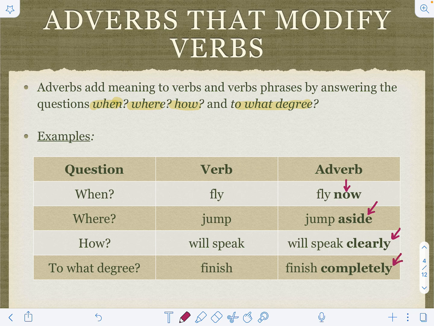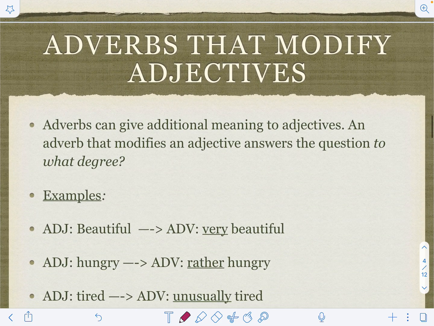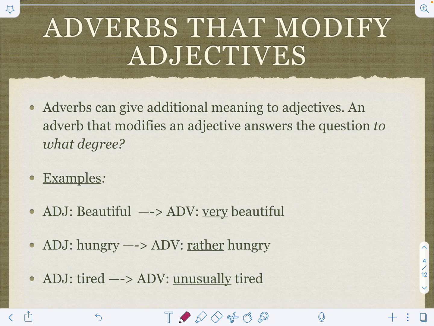I finished completely. So there just becomes a line of questioning that you have to ask yourself in your head as you do homework regarding adverbs. Hopefully this chart gives you a little bit of clarification. We also have adverbs that modify adjectives. And for when you're looking for it to modify an adjective, you ask the question, to what degree? How beautiful, very beautiful. To what degree was the person beautiful? Very.